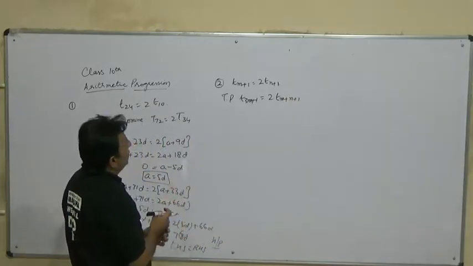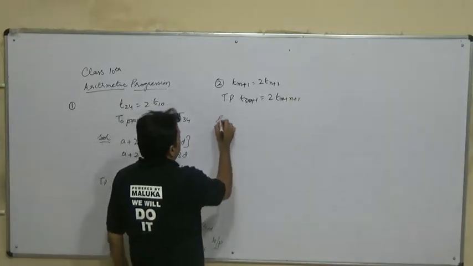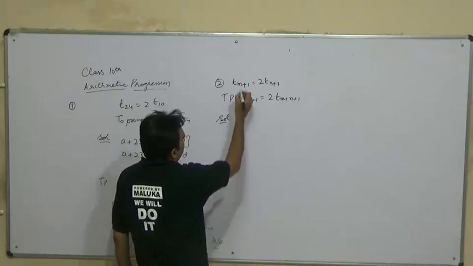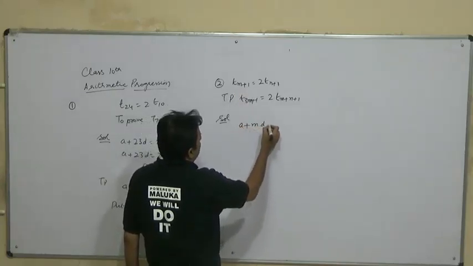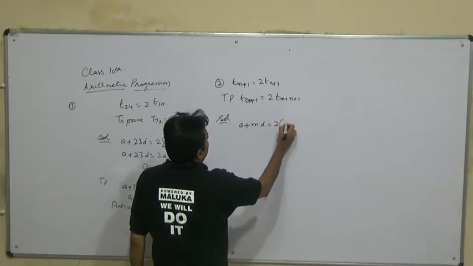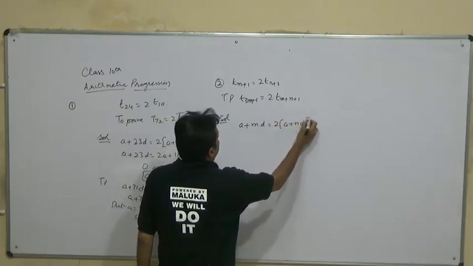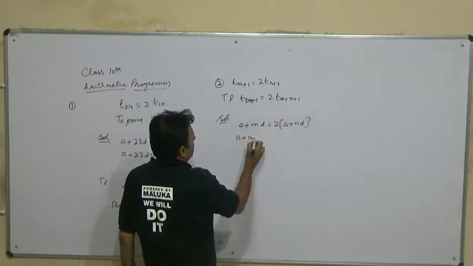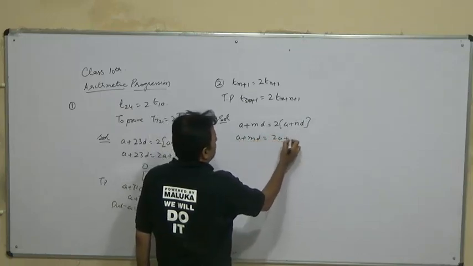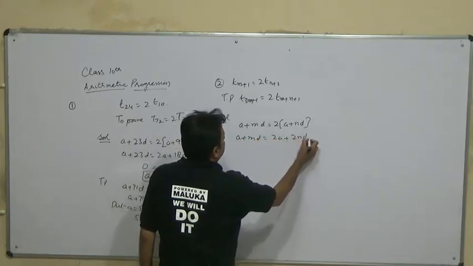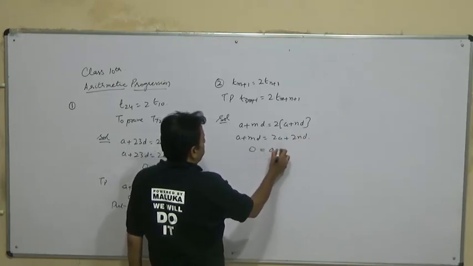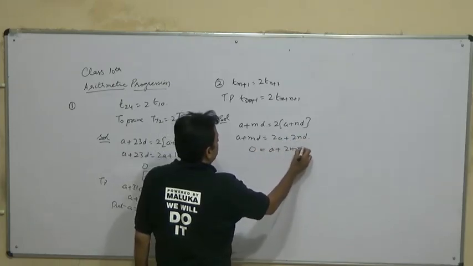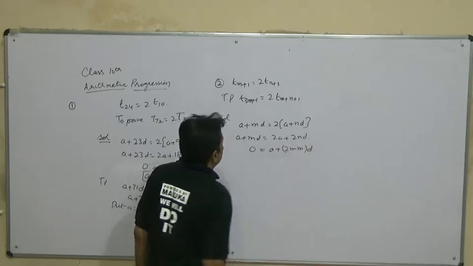So first we take what we are given. Solution is, we are given with Tm plus 1 is given by a plus m into d is equal to twice a plus n d. So a plus md is equal to 2a plus 2nd, or we can say 0 is equal to a plus 2n minus m into d. Okay.